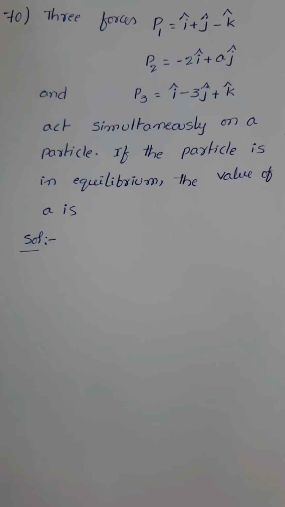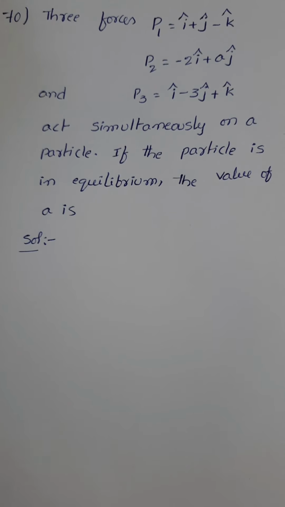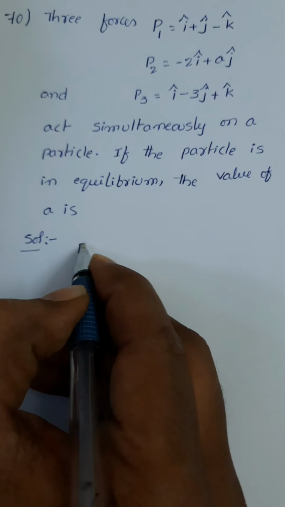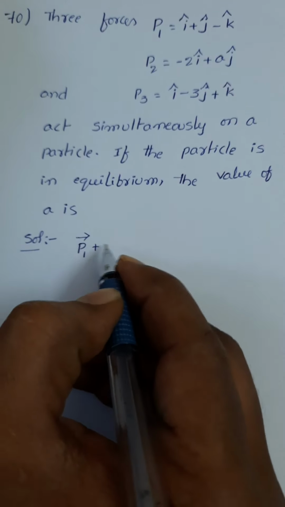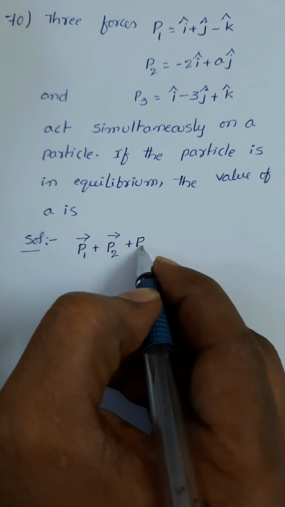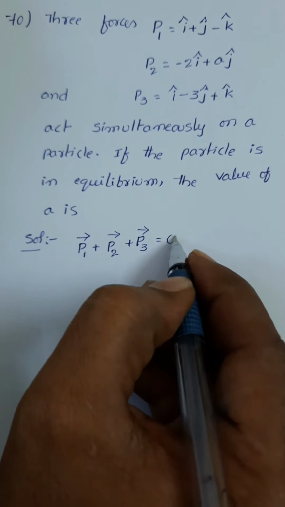Problem number 70. Three forces P1 is equal to I cap plus J cap minus K cap, P2 is equal to minus 2I cap plus A J cap, P3 is equal to I cap minus 3J cap plus K cap, act simultaneously on a particle. If the particle is in equilibrium, the value of A is. To keep the particle in equilibrium, the sum of the three forces is equal to 0. Equilibrium means the net force acting on the particle is equal to 0.